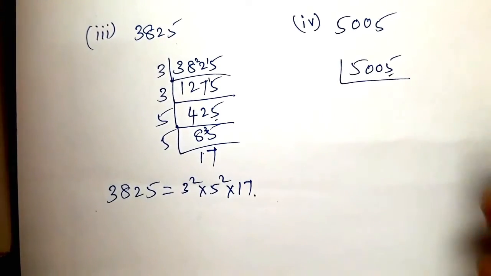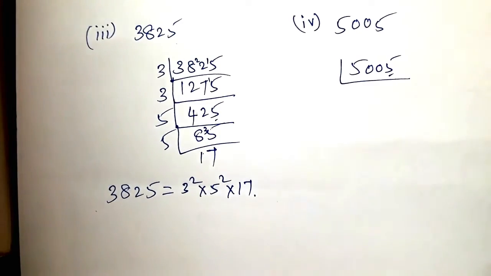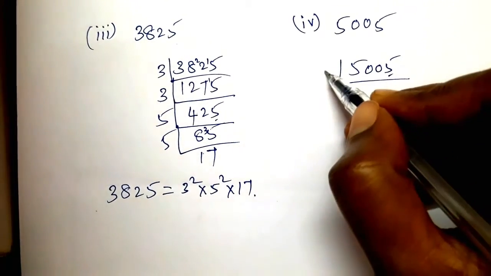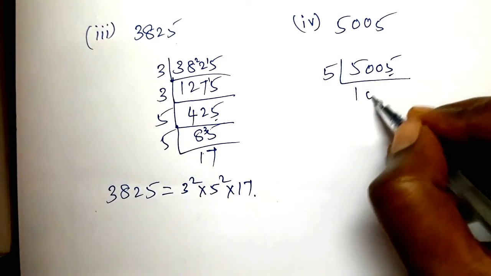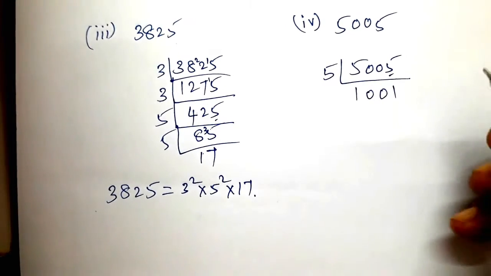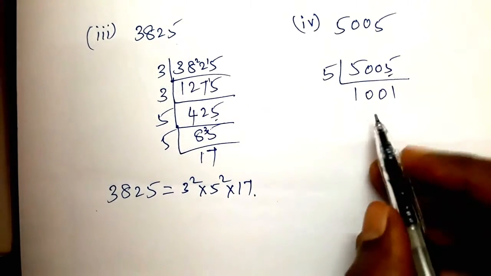5005. It is not an even number. The sum of the digits is not a multiple of 3. So move on to the next prime number, 5. 1 5s are 5, 0, 0. Here 1 5s are 5. Likewise we have to check.